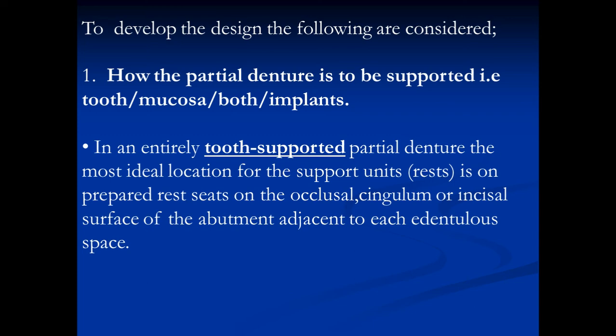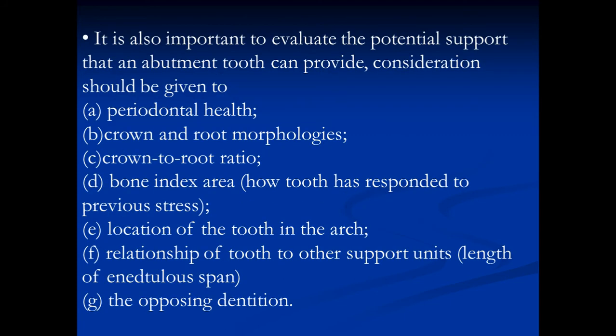Okay. So if you have such a condition, all the rest seats are supported by either occlusal rest or cingulum rest or incisal rest. So we have a rest directly placed on top of any of these, occlusal surface or cingulum or incisal, at four corners. So that is an entirely tooth supported removable partial denture.